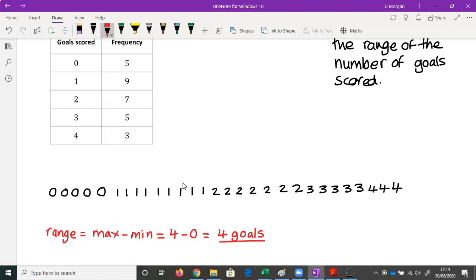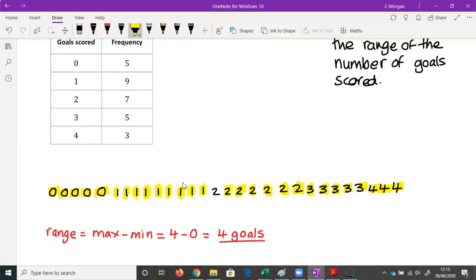I can find my median nice and easily now because I know that my median is the middle number when they're all in order of size. So what I'm going to do with my list is cross off values at each end until I'm left with 1 in the middle. It takes a little bit of time, but I think this is the best way of finding the median number of goals if you have a table of values, because you understand that you're finding the middle number when they're all listed in order of size.